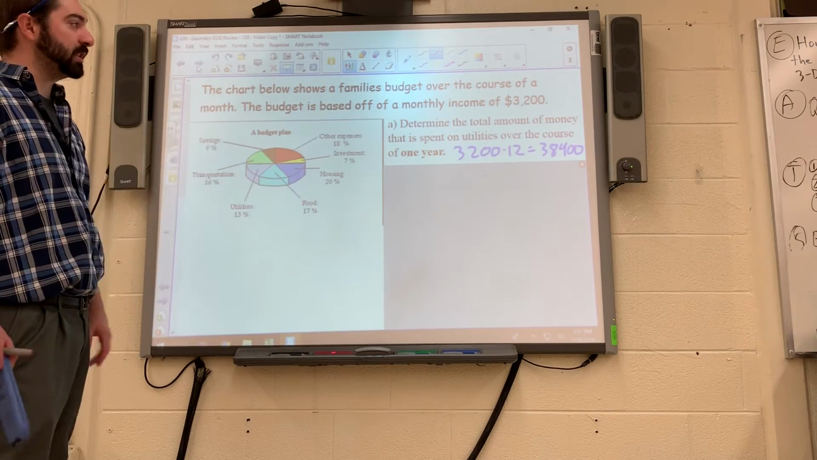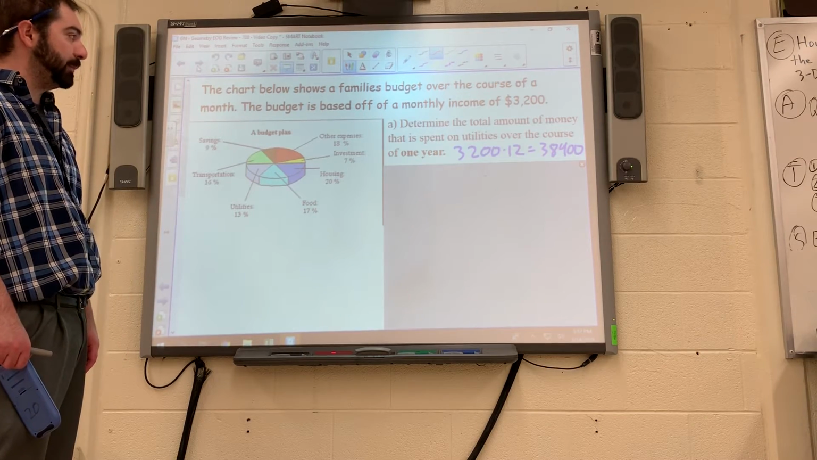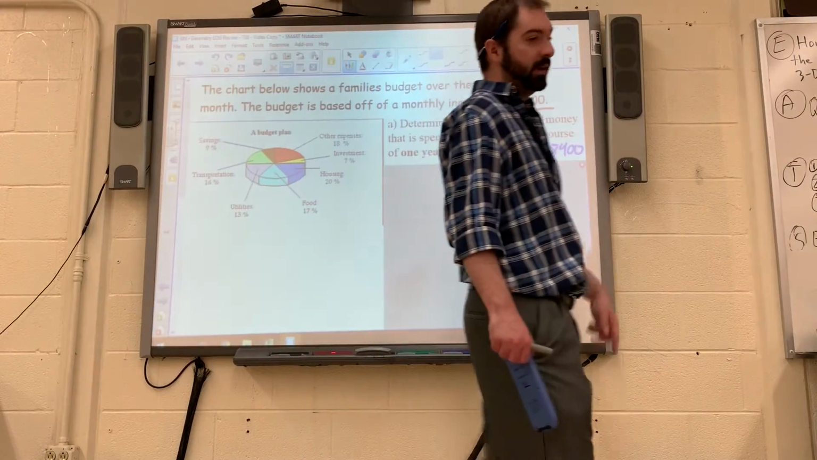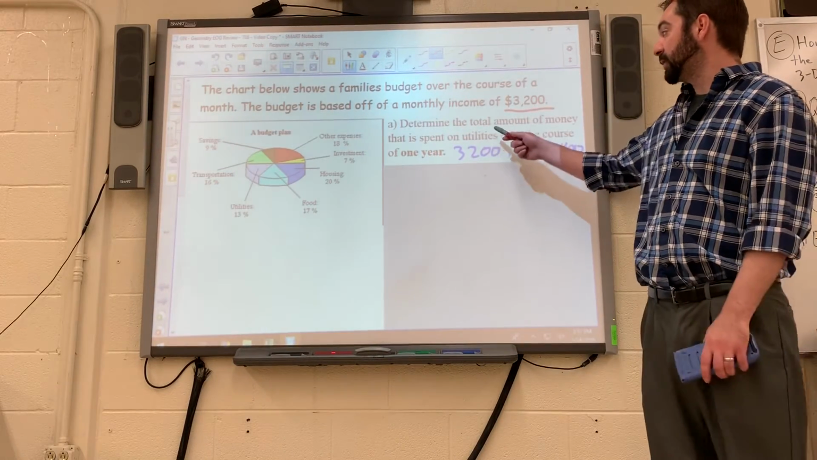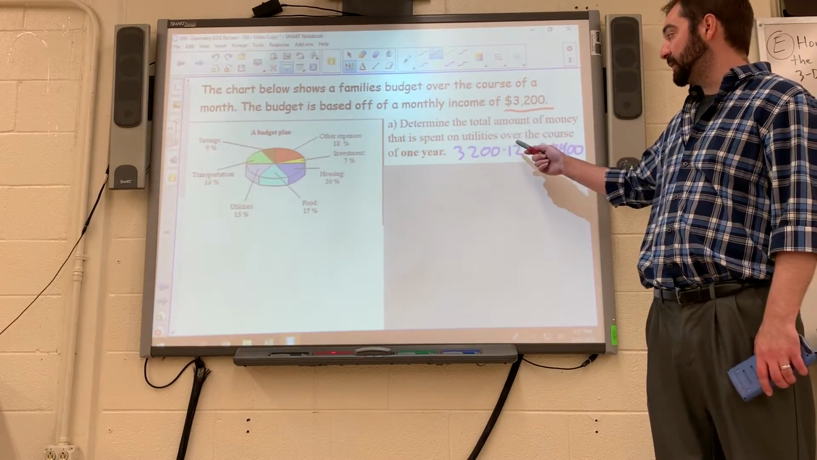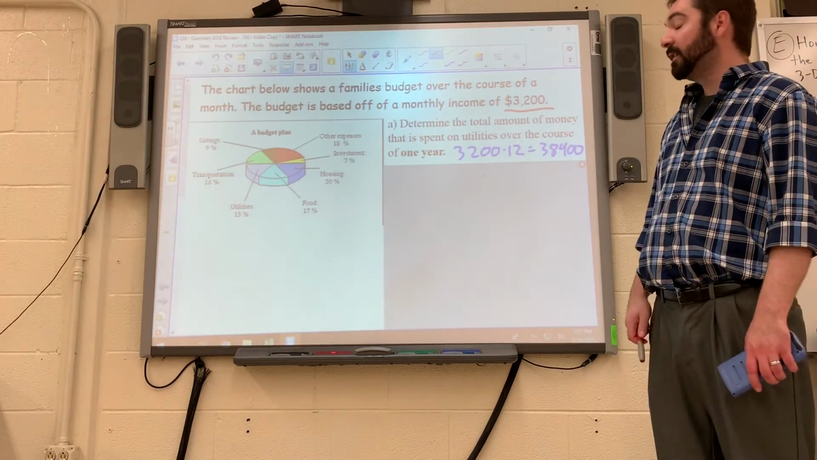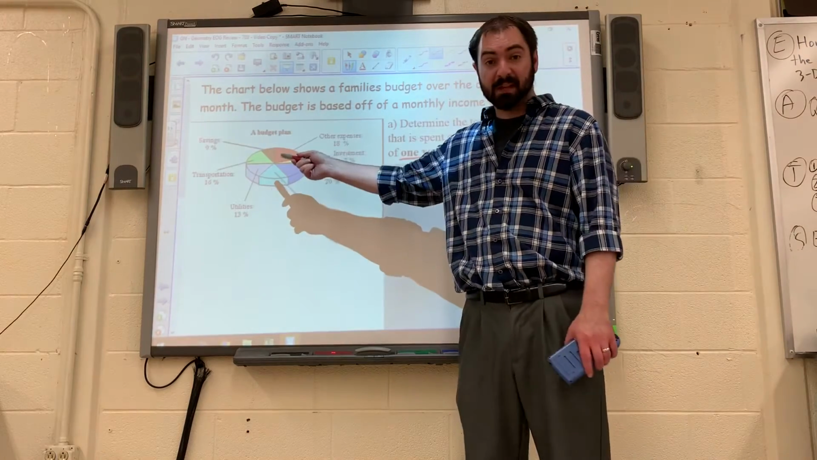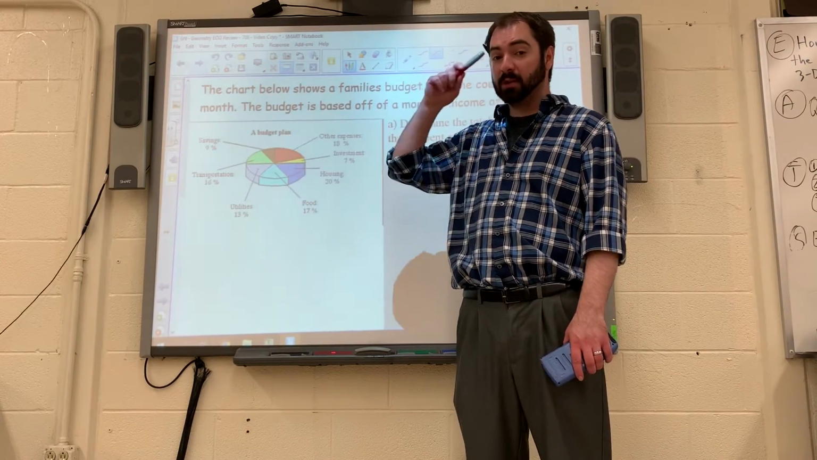The chart below shows a budget over the course of a month. The budget is based off of a monthly income of $3,200. Okay, first up, determine the total amount of money spent on utilities over the course of 1 year. First off, we got to figure out, it says 1 year, but we have months. This is based off of a chart for 1 month, but I know there's 12 months.